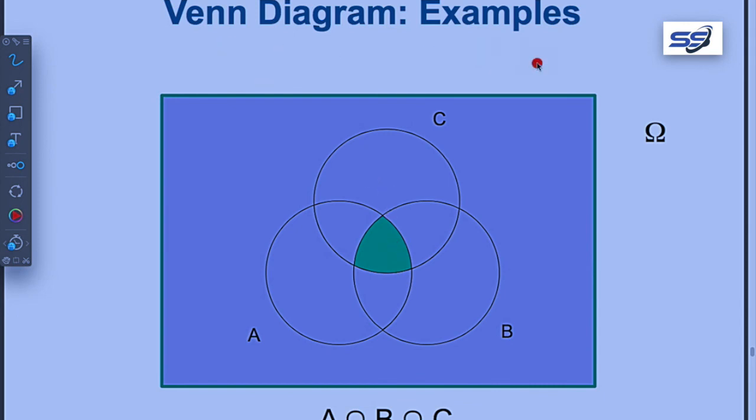Venn diagram for three sets. Here given is a big box and this is the symbol for the universal set. Now the first circle is set A, the second circle is set B, and the third circle is set C. All three circles are intersecting, and this green portion is A intersection B intersection C. It means common in all three sets. So it is represented as A intersection B intersection C. This is the Venn diagram for representing A intersection B intersection C.